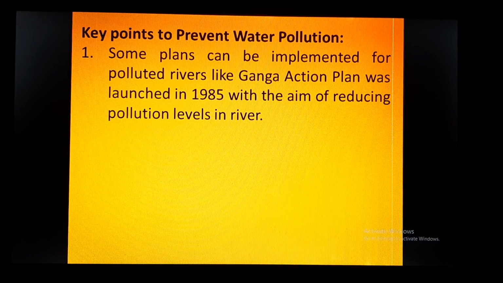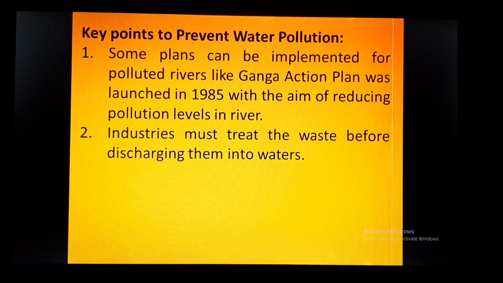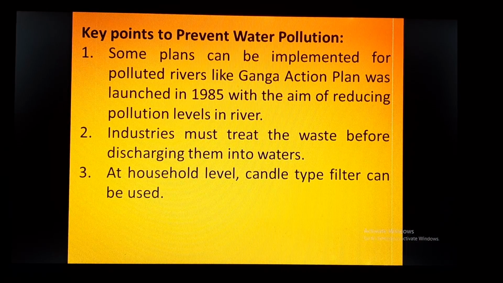Some plans, like the Ganga Action Plan, were launched in 1985, and the aim was to reduce pollution levels in rivers. Many laws have been made and imposed on industries that they should treat the industrial effluent or the waste which carries many chemicals. They should treat the waste before discharging it into water.